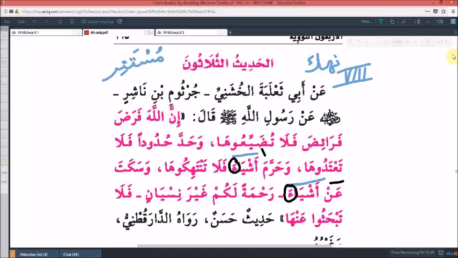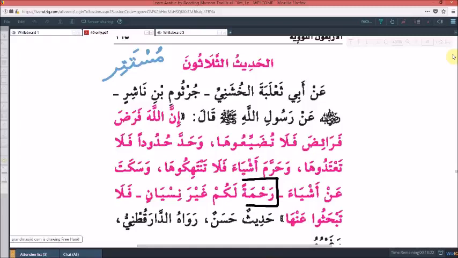رَحْمَةً لَكُمْ. Rahmatan here, this is an adverb in English, right? An adverb. Why? Out of mercy. Rahmatan. He did it. This is why he did it. He did it rahmatan. He did it out of mercy. Lakum, for you. He was quiet about certain things out of mercy for you.